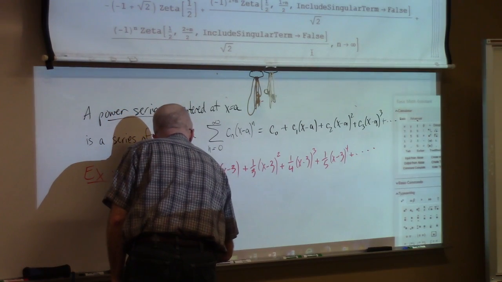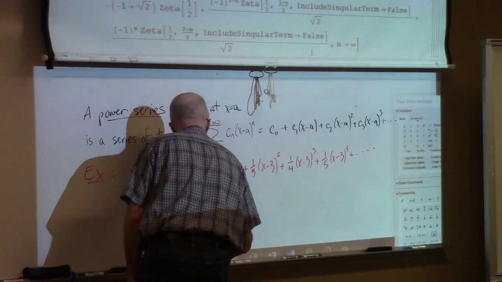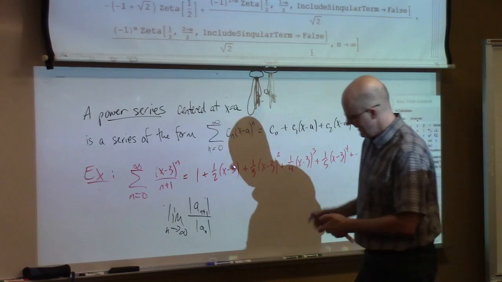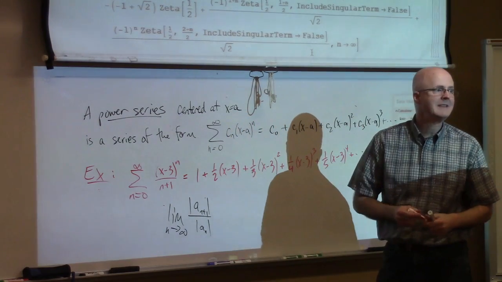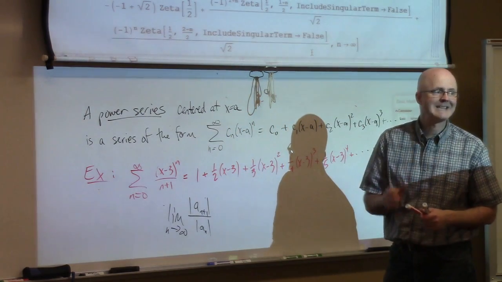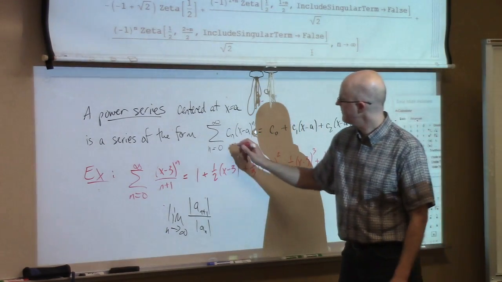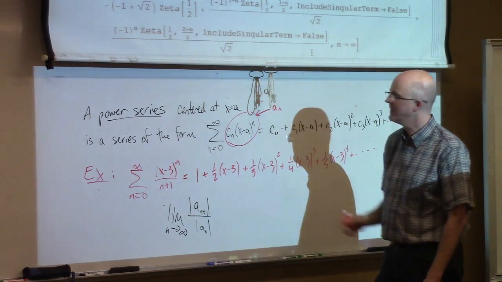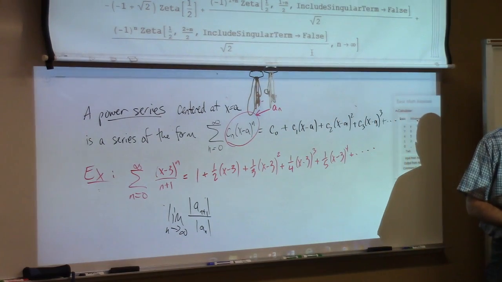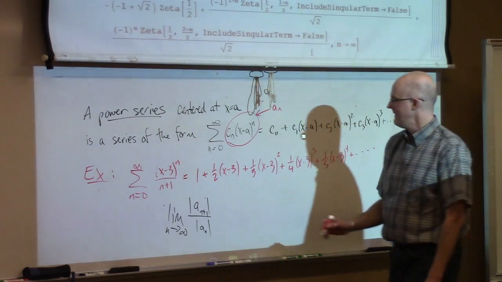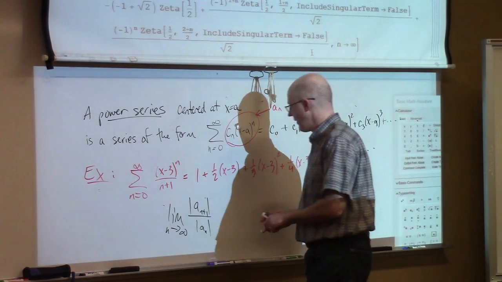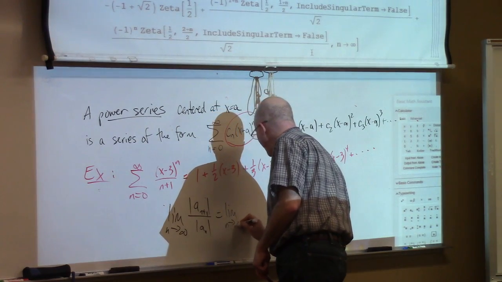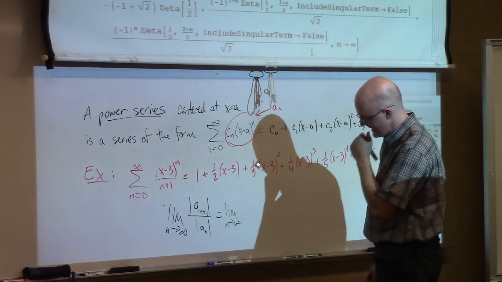Limit as n goes to infinity of the absolute value of a sub n plus 1 divided by the absolute value of a sub n. Here you really do need the absolute value signs. They are essential to be there this time, because this quantity could be positive or negative. That is your a sub n. It's the terms you're adding. So this time you have to leave the absolute value signs in there. But that's okay. It's not as bad as it sounds.